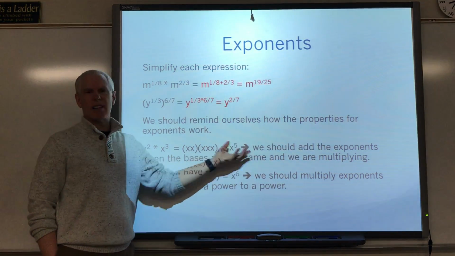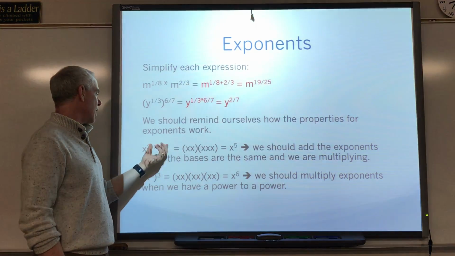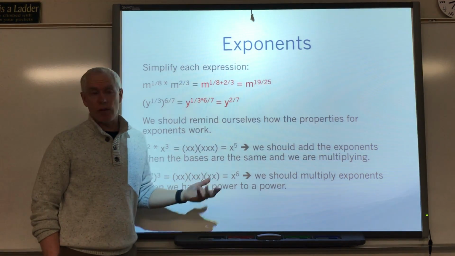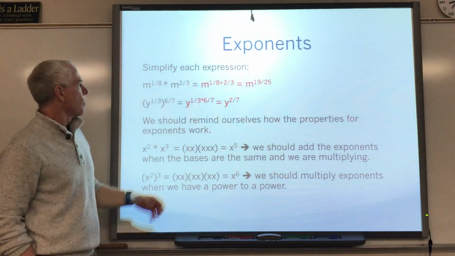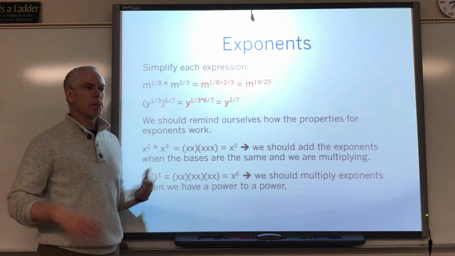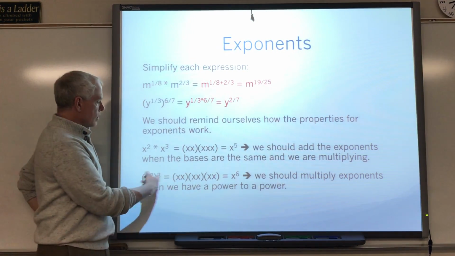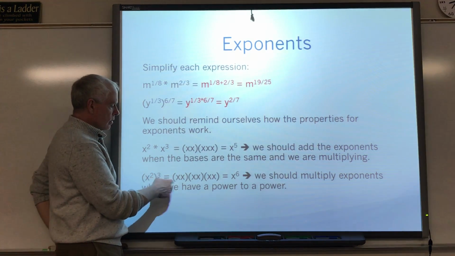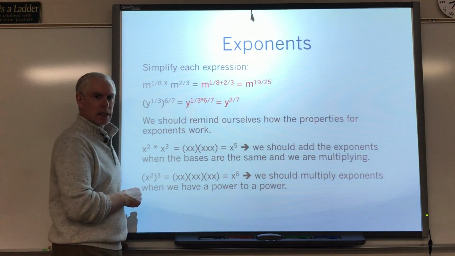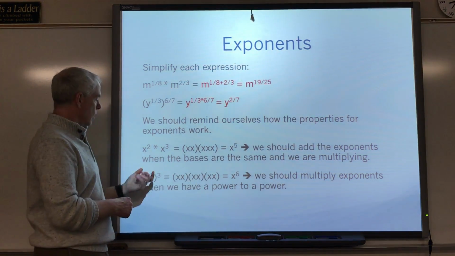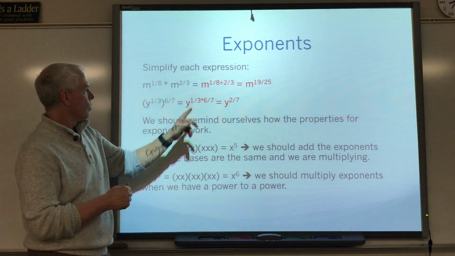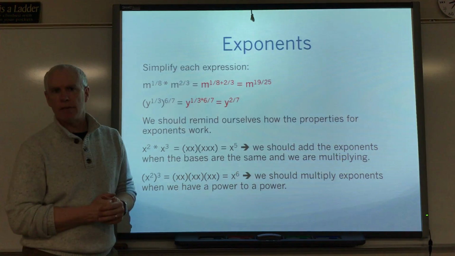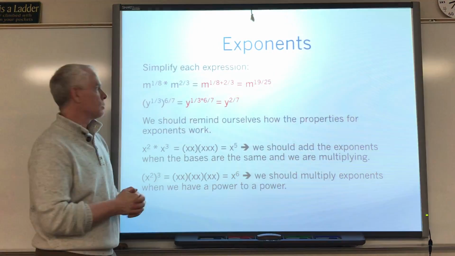And we're trying to find a pattern, right? So we're trying to say, hey, if I just add those two powers together, that would work. So we bring it back here. You add those up, you get 19 over 25. What if I have a power to a power? Well, in the past we learned we multiplied them. Why does that work? X to the second raised to the third is x to the second three times. So if you add those up, you get 6, which is what I get when I multiply those powers. Apply that rule back here. 1 third times 6 sevenths is 2 sevenths. So that works exactly the way we'd expect it to.